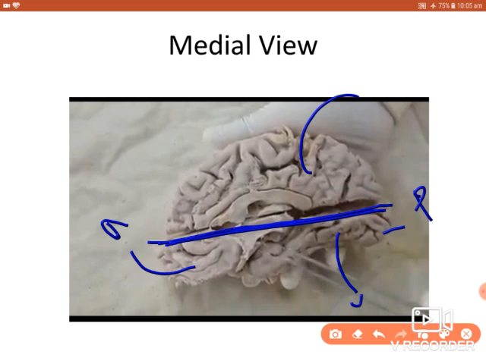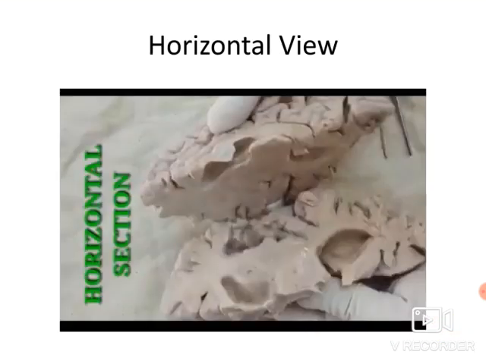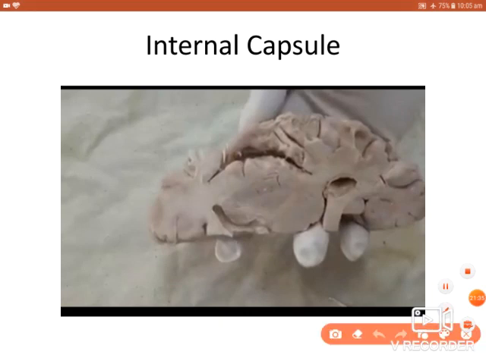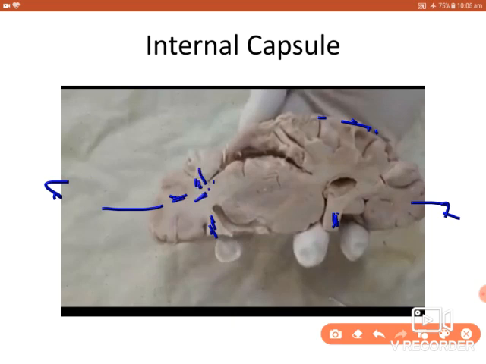Then we are going to explain the internal capsule in terms of the horizontal section of this lower half. So you can see the two halves here. This is the lower half, anteriorly here, and posteriorly here. Here you can see the cerebral cortex. This one is the genu of the corpus callosum. This is the splenium of the corpus callosum. These are the white matter, called the corona radiata. These are the white matter of the cerebrum.